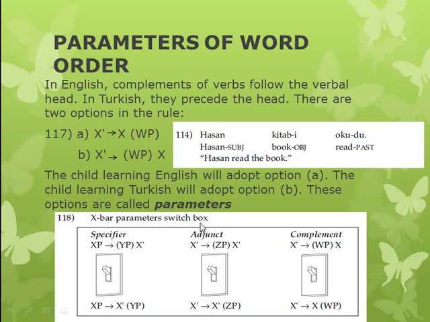Jadi jika ada anak yang bisa berbahasa Inggris dan bahasa Turki, maka mereka bisa switching. Ketika berbicara dalam bahasa Inggris, mereka menggunakan X-bar parameter yang English, yang pertama ini. Apabila dia berbahasa Turki, dia switching, dia mengganti dengan rumus bahasa Turki. So just like in bahasa Indonesia, in English we have adjective first and then noun, like a big house, but in bahasa Indonesia we have noun first and then adjective, rumah besar. So it's like a switching.